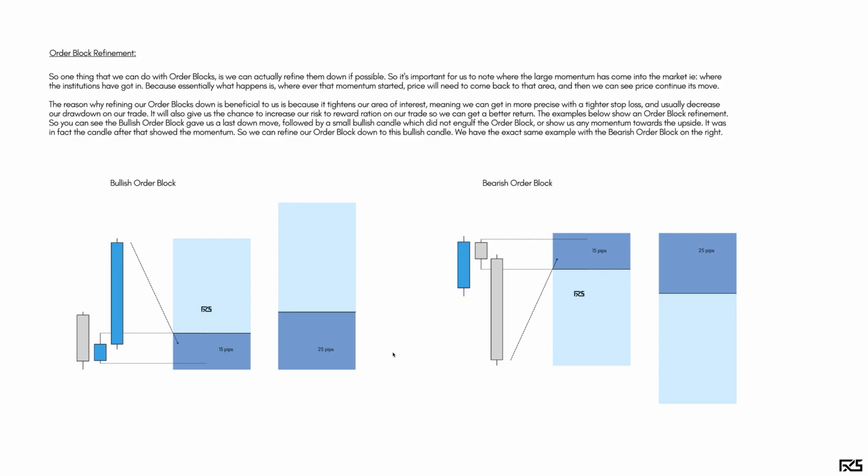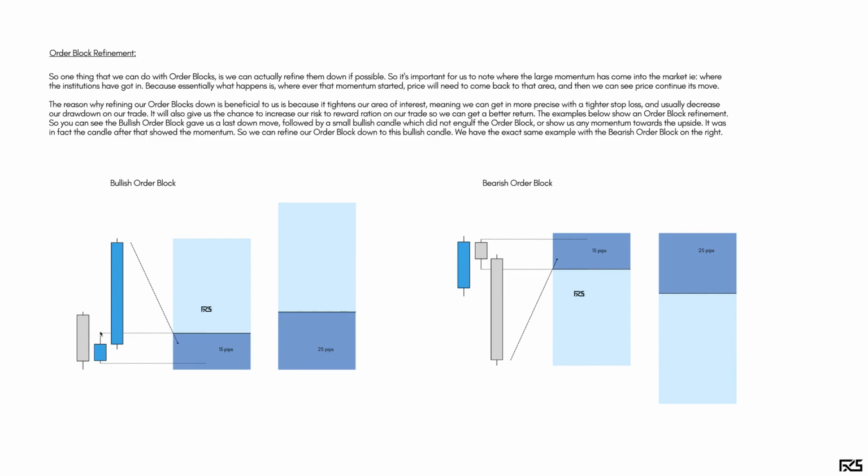Now, the examples below show an order block refinement. So let's start with the bullish order block. This is the last down move before the up move, so this would be our order block. But you can see the candle that followed this one is a bullish candle, but notice how it's not showing any momentum or any progression in the market. It hasn't engulfed this order block, meaning it hasn't closed above, showing that momentum. It was in fact the next candle that showed that momentum and engulfed this candle.